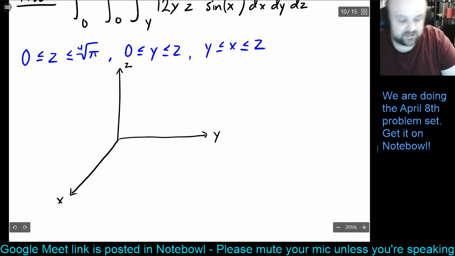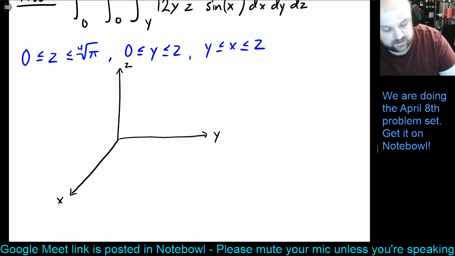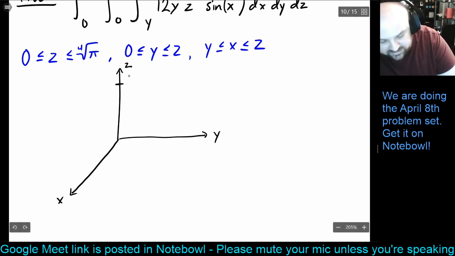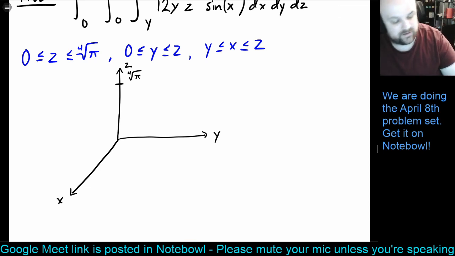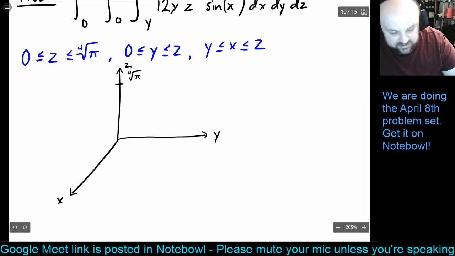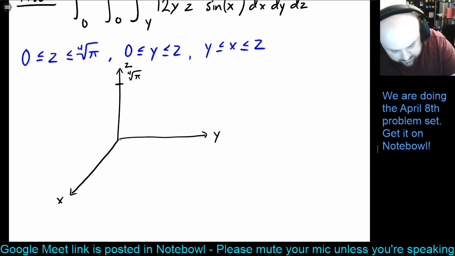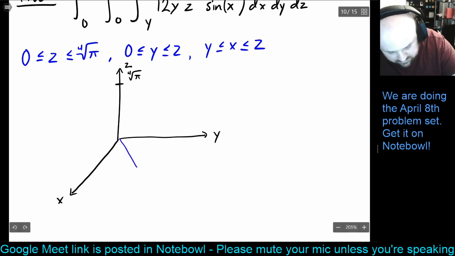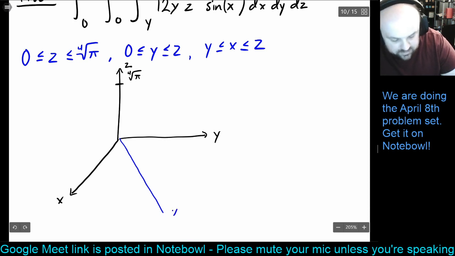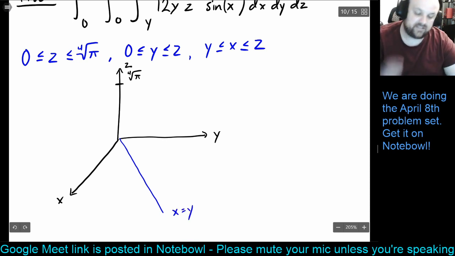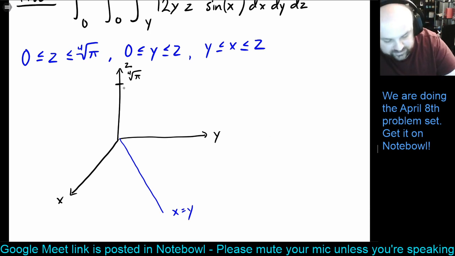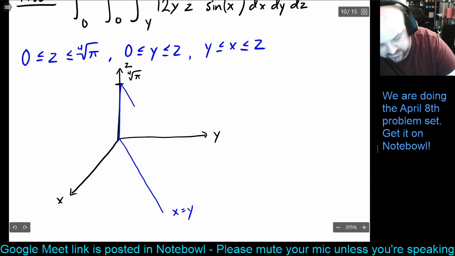From this bound, let's mark up here, let's say this is the 4th root of pi up here for z. Let's see here. I want to graph x equals y. x equals y is going to look something like this, at least in the xy plane. Let's see what happens. So the whole plane looks something like this.